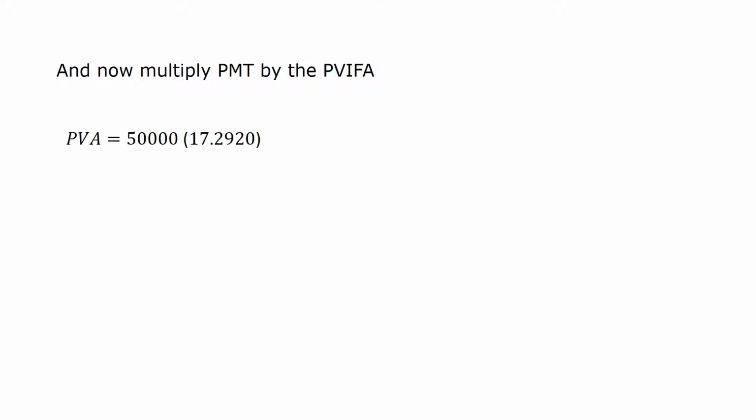It will look like so, and my answer will be 864,600. Notice here that it is slightly different from the number we got earlier. Earlier we got 864,601, and this is because the numbers in the table are rounded. So sometimes these fractions will affect our answer, but in any case, the answer is considered correct.